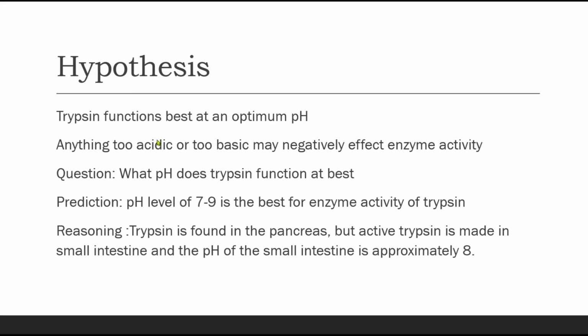So coming to my hypothesis, trypsin functions best at an optimum pH, a specific pH. Anything too acidic or too basic may negatively affect the enzyme activity. So my prediction is pH level between pH 7 and 9 is the best for the enzymatic activity of trypsin.